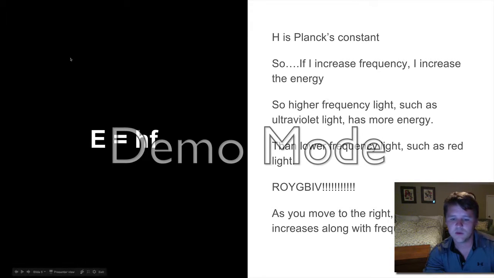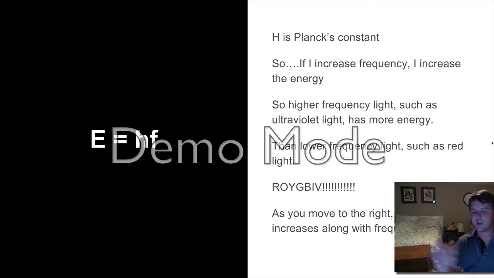So here we go. We have Roy G. Biv right here. Red has lower frequency and lower energy. Violet has more energy and a higher frequency. As you move to the right, the energy increases along with the frequency.